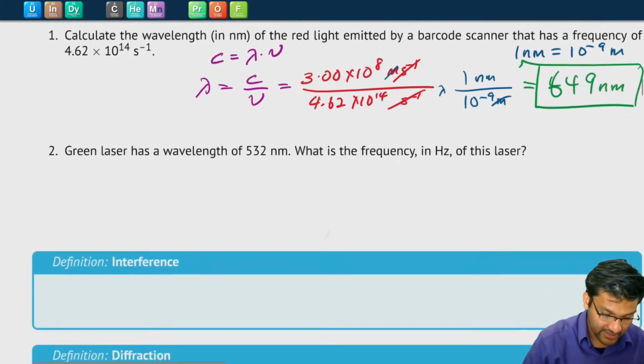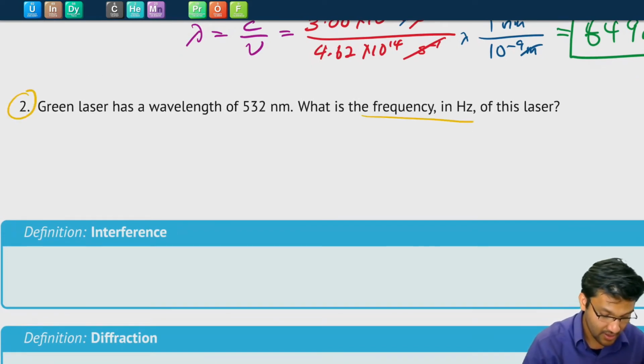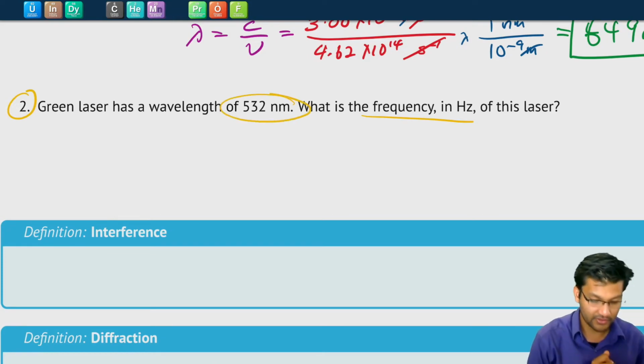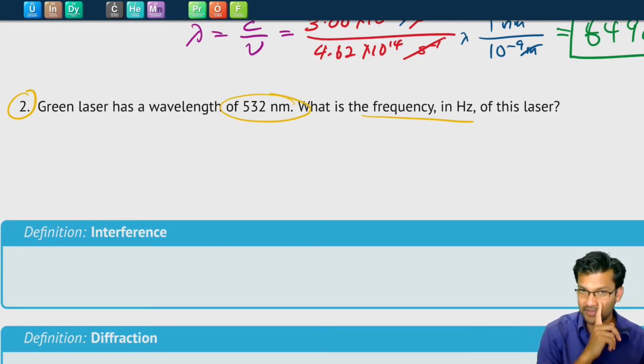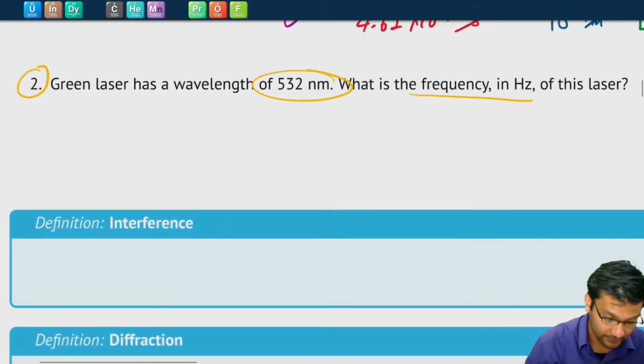Okay, try number two on your own. This is asking you to calculate the frequency in Hertz of a wavelength of light that's 532 nanometers. That's the wavelength of a typical green laser. Try this on your own, and then we can go over it together.